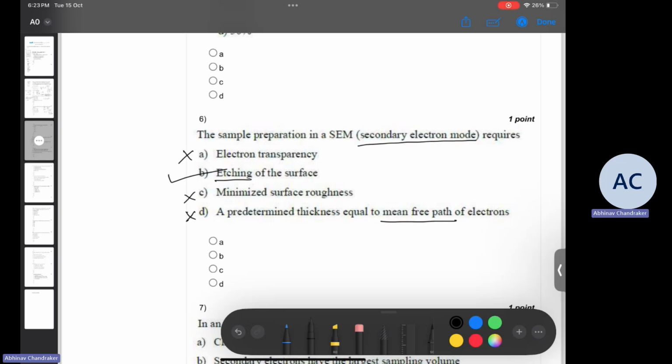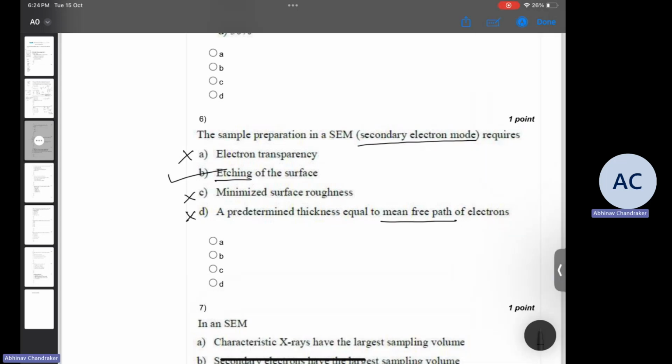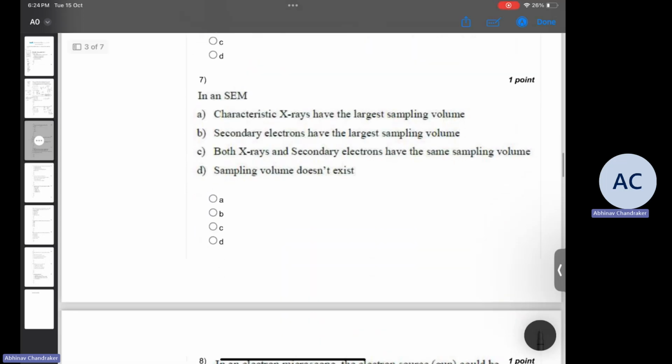So for doing that, we need to do some etching if we want to highlight those boundaries or highlight some precipitates which have a different chemistry than the matrix. And for that, etching will be useful. Once you have done the etching, the surface will change. It will no longer be as polished as the other places, and the SEM will reflect that change in surface. So the correct answer should be B, etching of the surface.